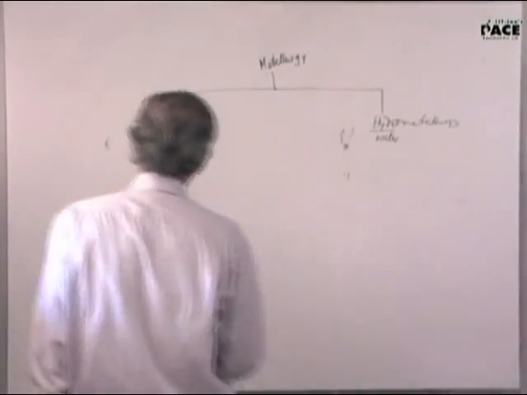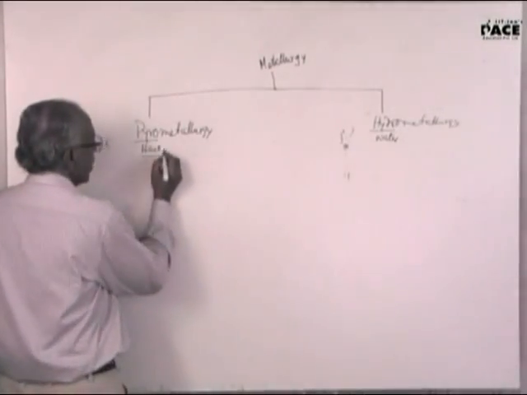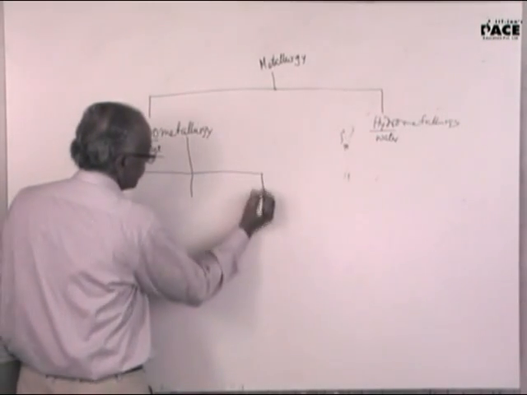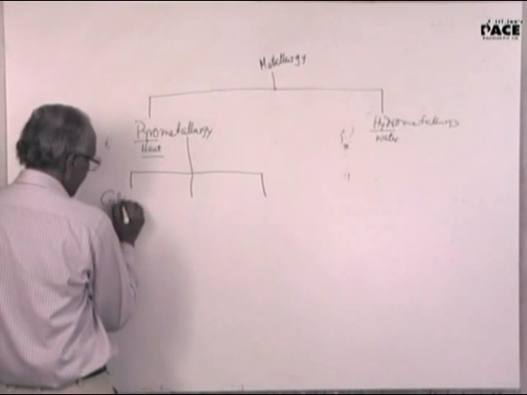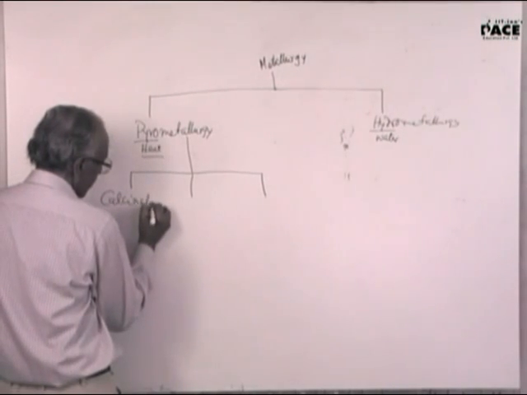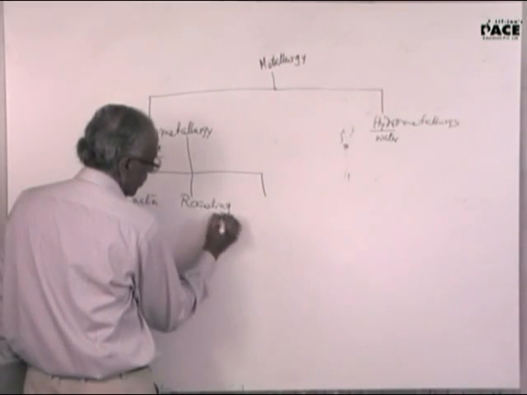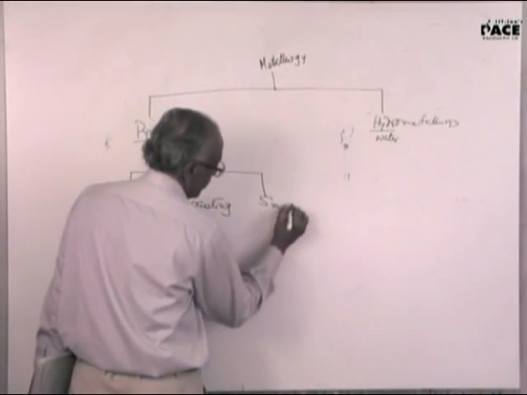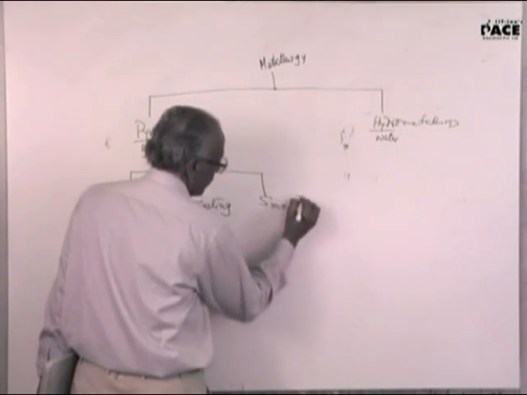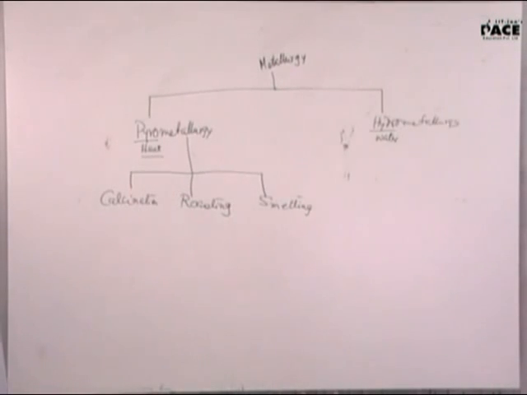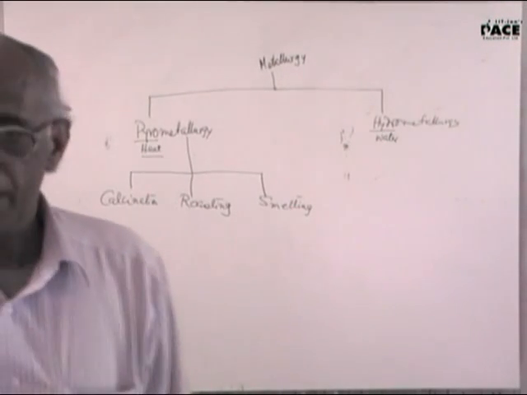Pyrometallurgy can be classified into three groups: calcination, roasting, smelting. Can you read what I have written? Yes. Okay. Calcination, write down.